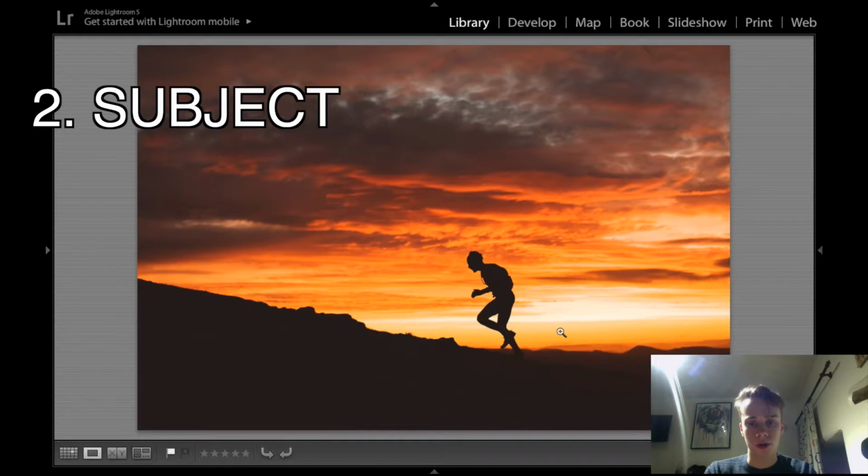So we've got a runner, and we've got him running up this hill, and I made sure the stride was in an aesthetically pleasing place, because not every part of the stride is aesthetically pleasing. So that's the subject matter.